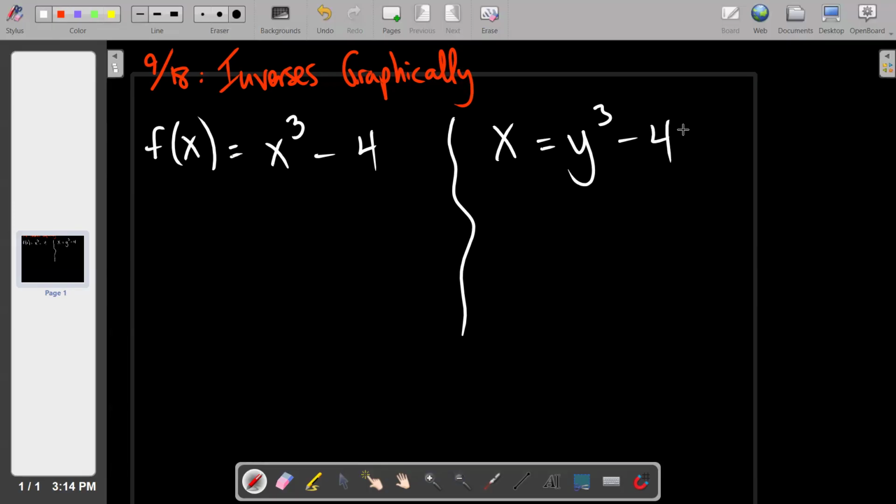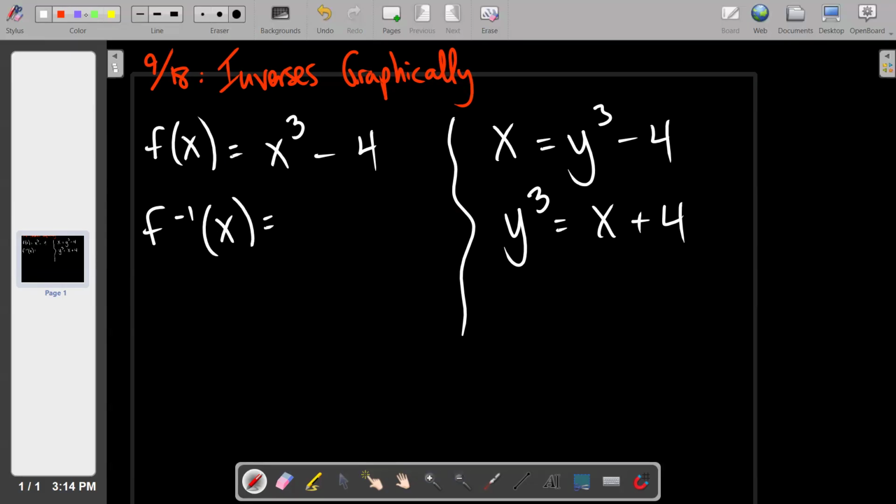And after you do the swap, then you just go into attack mode where you say, I'm going to do whatever I have to do to get y by itself again. So what are we going to do? We're going to add the 4 across. So we're going to have y to the third equals x plus 4. And then what's the last step? We're going to cube root the whole thing. I'm going to switch back over to this side of my notes, and I'm going to say then that f inverse of x must, oh, sorry, I should finish the job over here. So we're cube rooting this side and we're cube rooting this side. So I can make my final statement and say that f inverse of x is equal to the cube root of the quantity x plus 4.